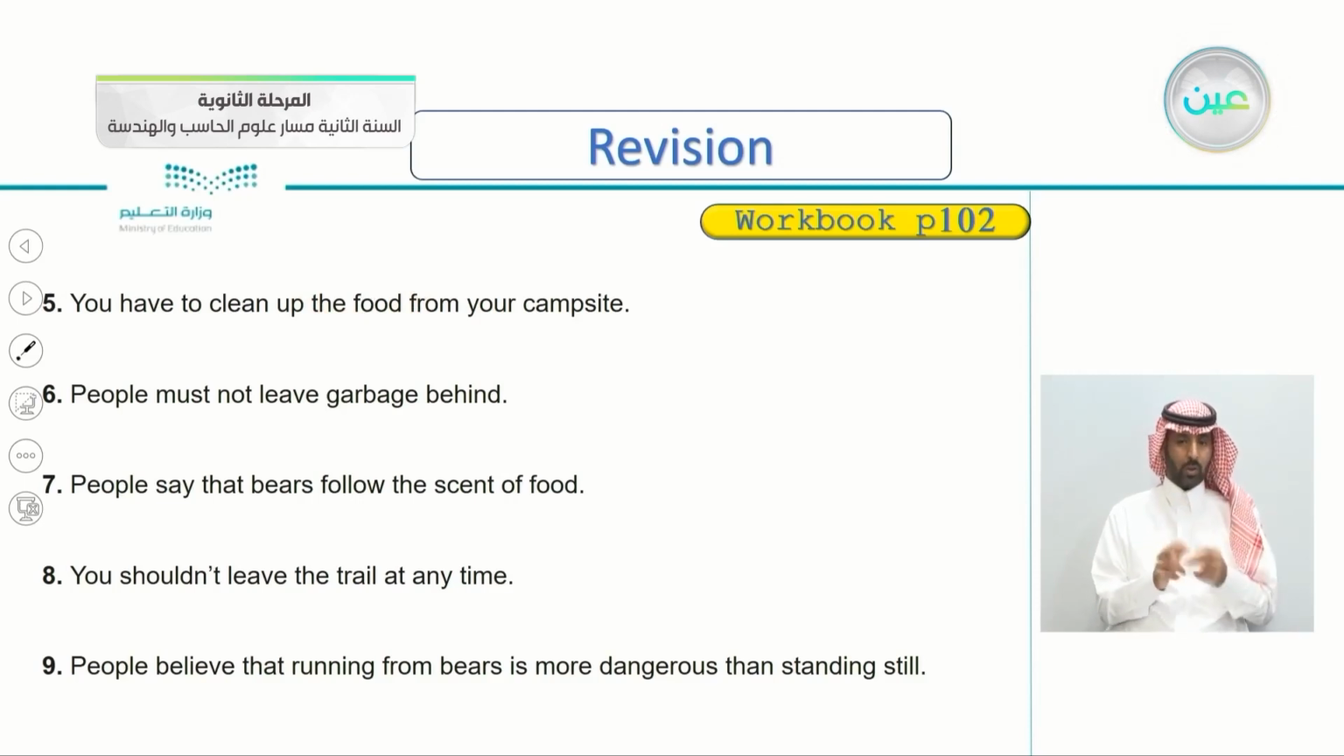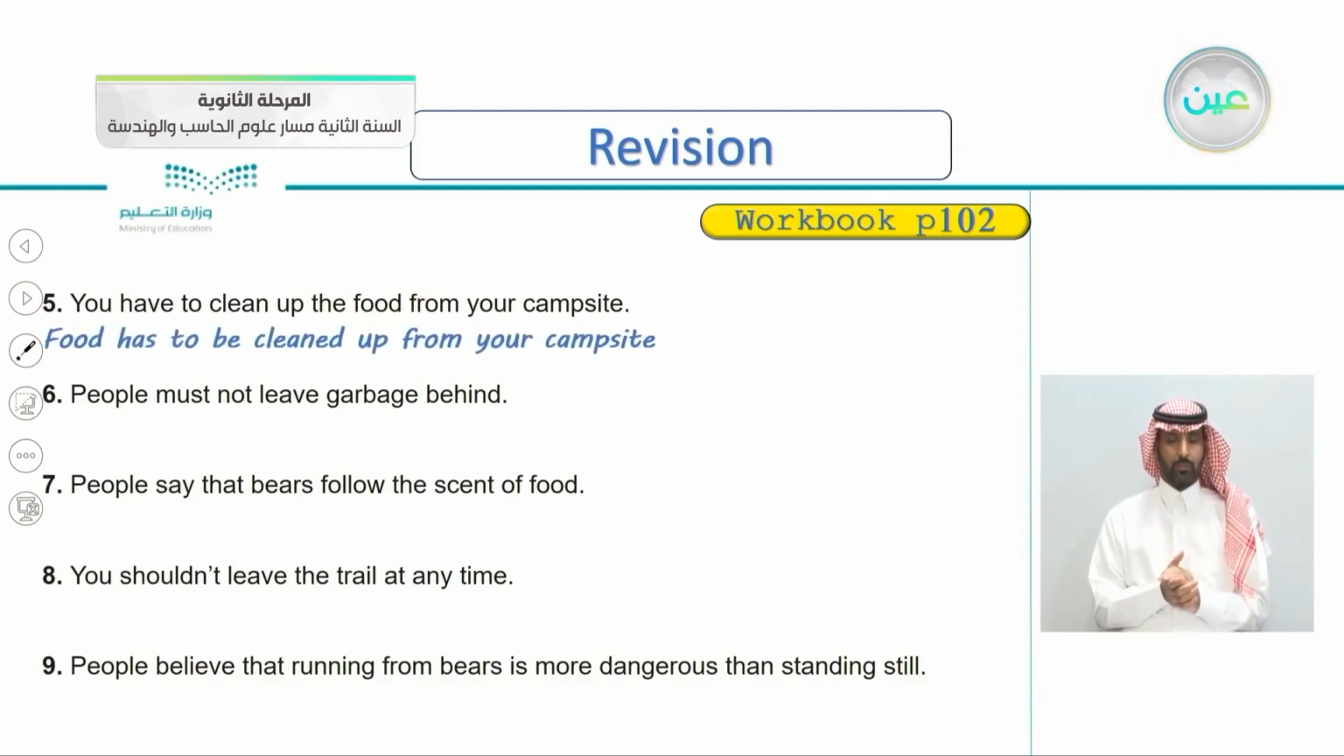What do we say? Yes, food has to be. So we said have to. We change it to has to be cleaned up from your campsite. Food has to be cleaned up from your campsite. Very good. Going to number 6 here.